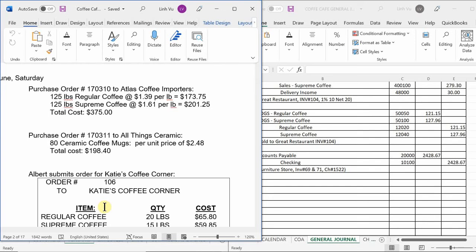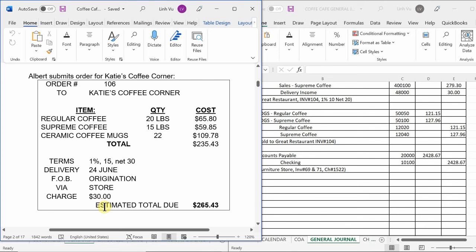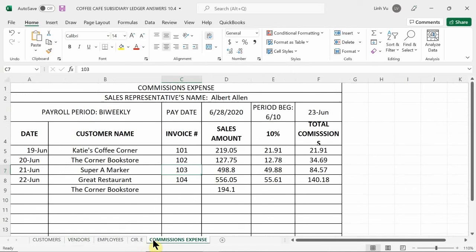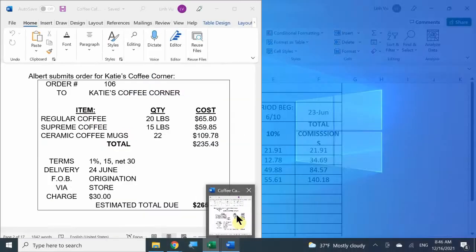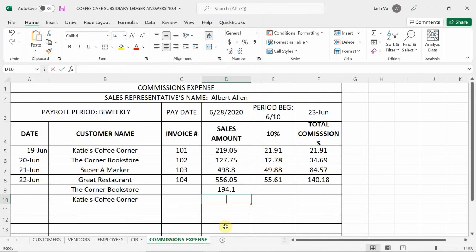All right, so then here, Albert submits another order for Katie's Coffee Corner. We just put that in the commission expense. Okay, good. So for 265.43. So subsidiary ledger, commissions, right, for Katie's Coffee Corner. For 265.43.